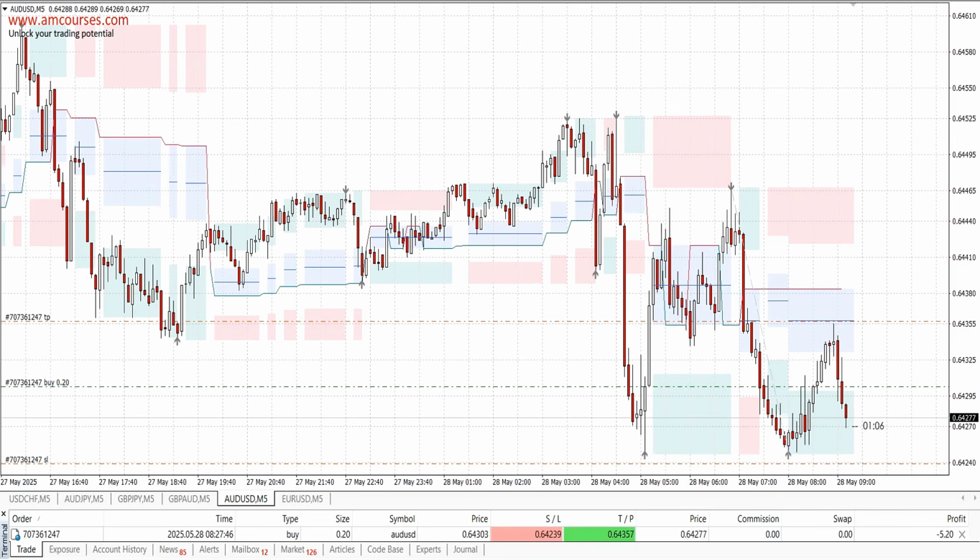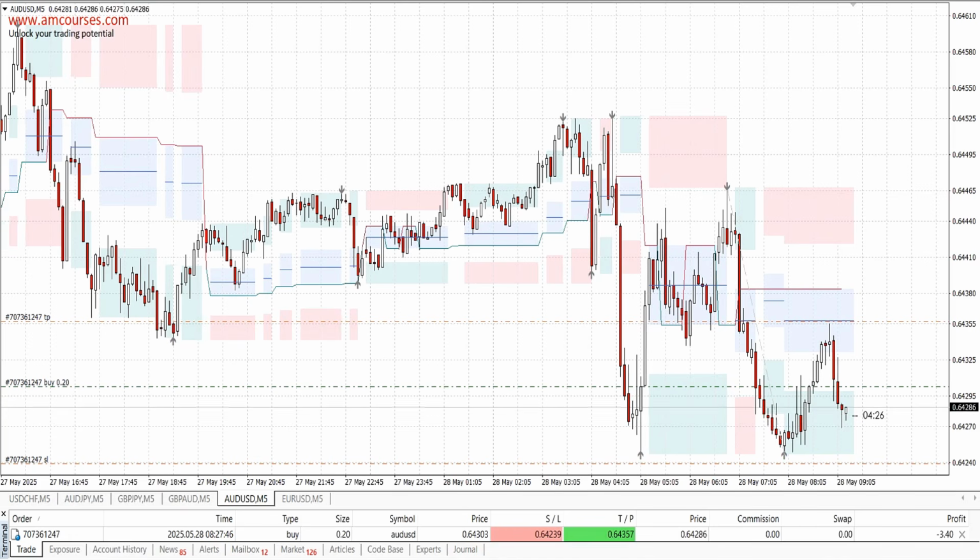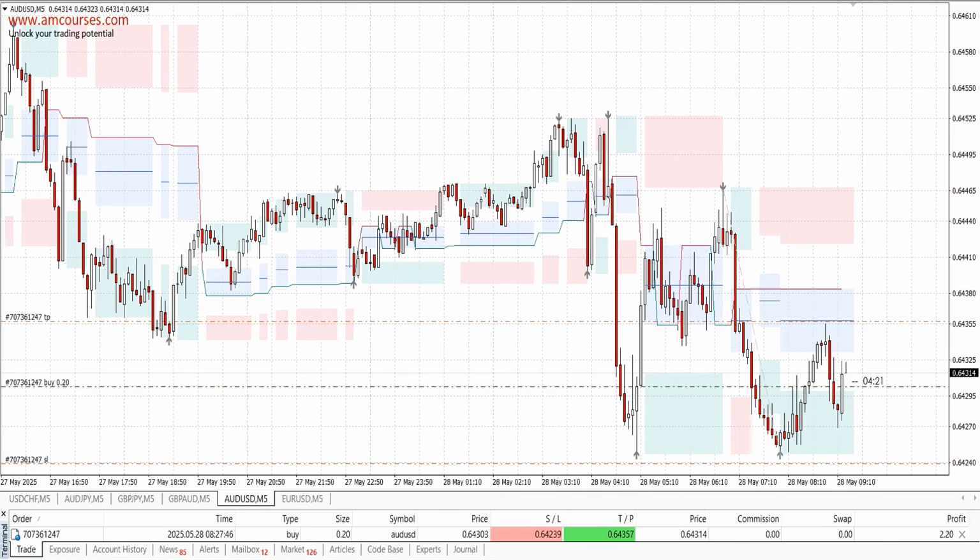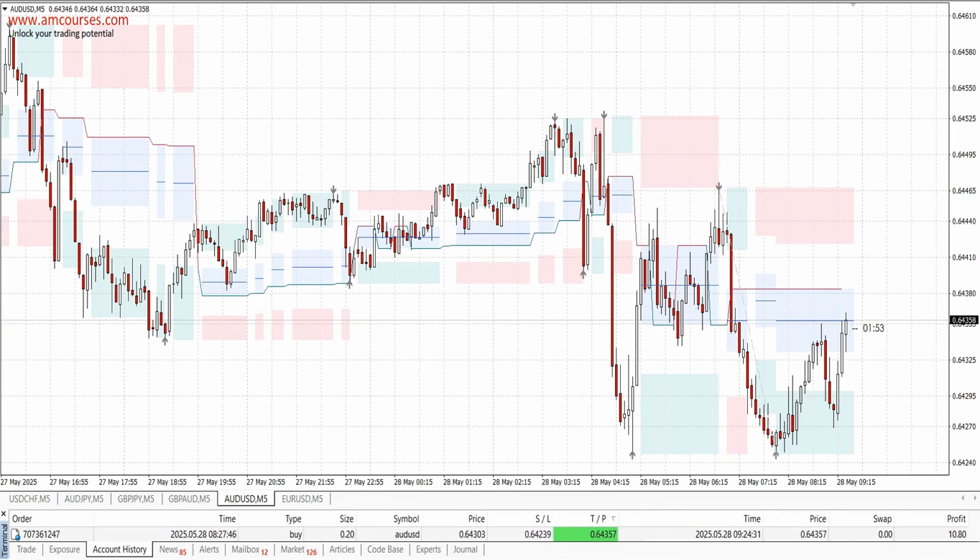This is what I love about this indicator. It makes the setup clear, the entry simple, and the exit flexible. So now we'll patiently wait and see how this trade plays out. Don't go anywhere. I'll show you the final result in just a few moments. And we won this trade. As you can see on the screen, our buy position hit the take profit level beautifully.